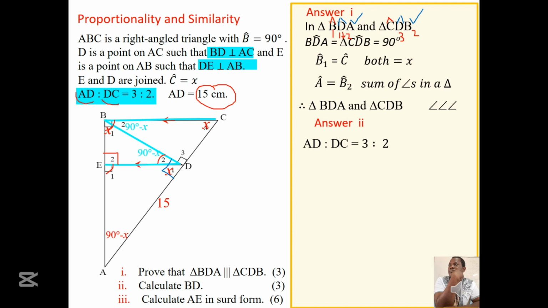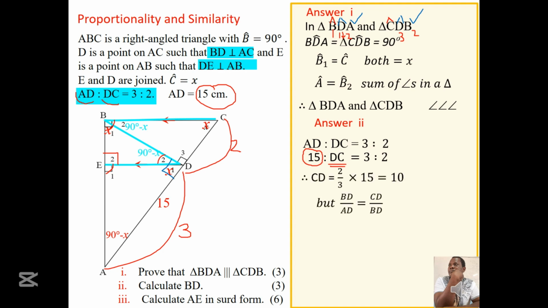So the line from AD to DC is equal to 15 to 3 and 2. Now, using that ratio, we can calculate the value of DC. If we replace A with 15, then we are left with D here. We can use even grade 9 ideas of ratios and fractions to simplify this. So DC is equal to 10. Now we have 10 units in place of DC.